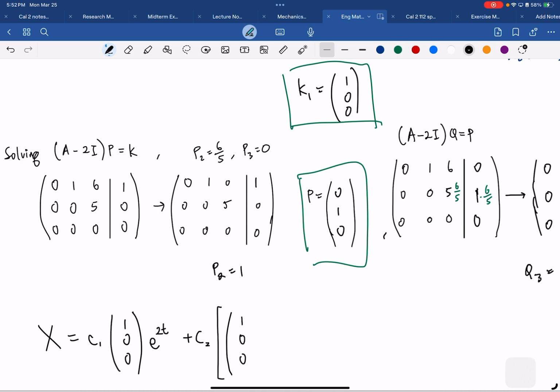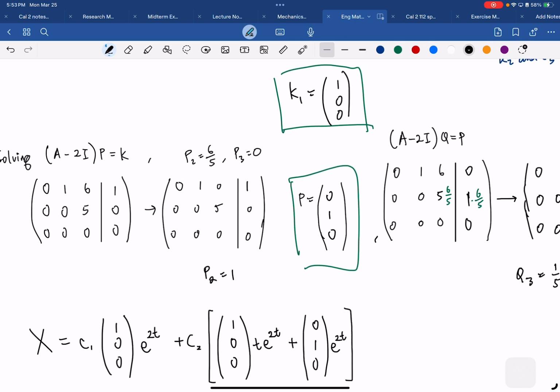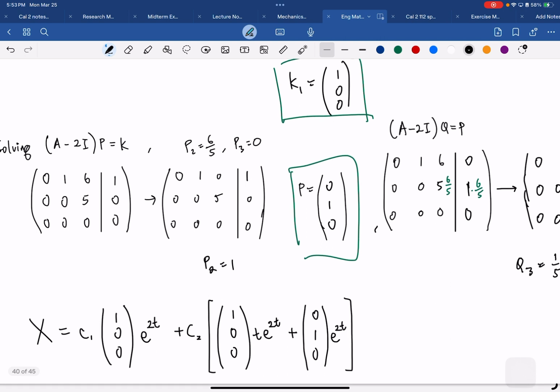Write again the k, but to make sure that this is going to be linear independent, this is not the same with this, so we need to multiply with t for this one. So write t e to the power of 2t, and then plus the next part will be the p, 0, 1, 0, and then e 2t. And then we close the bracket, so that's the second solution. The next one will be the constant 3.